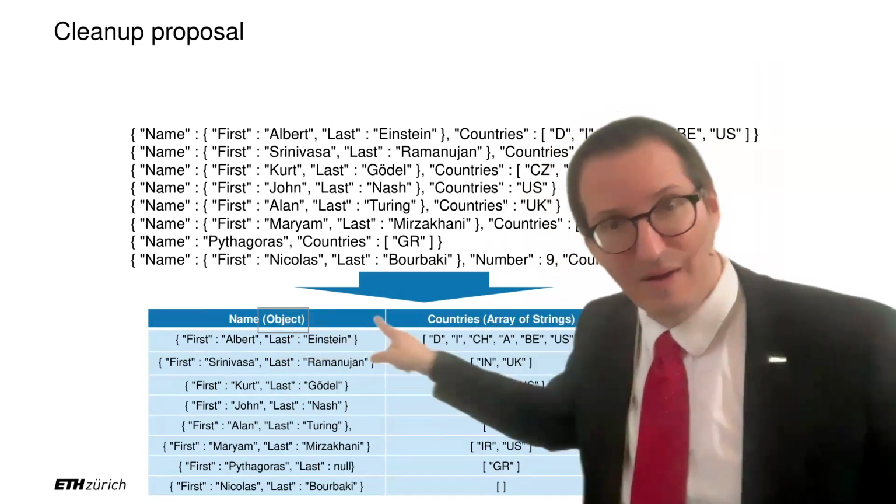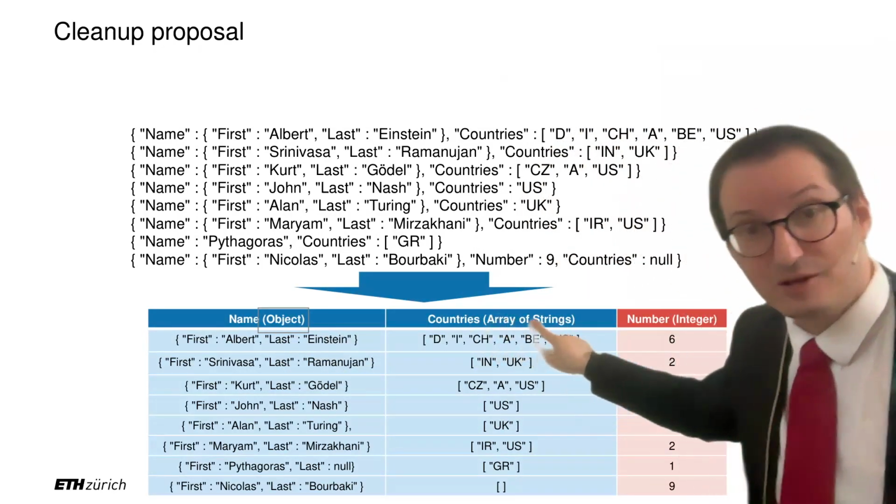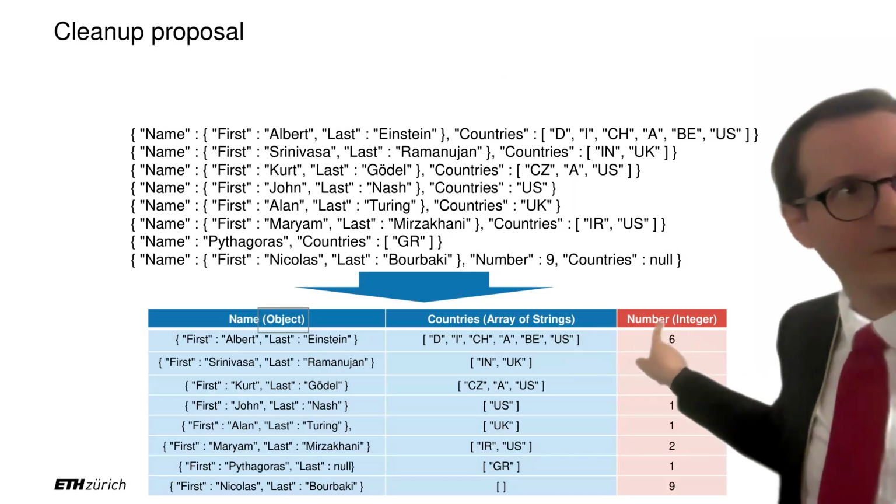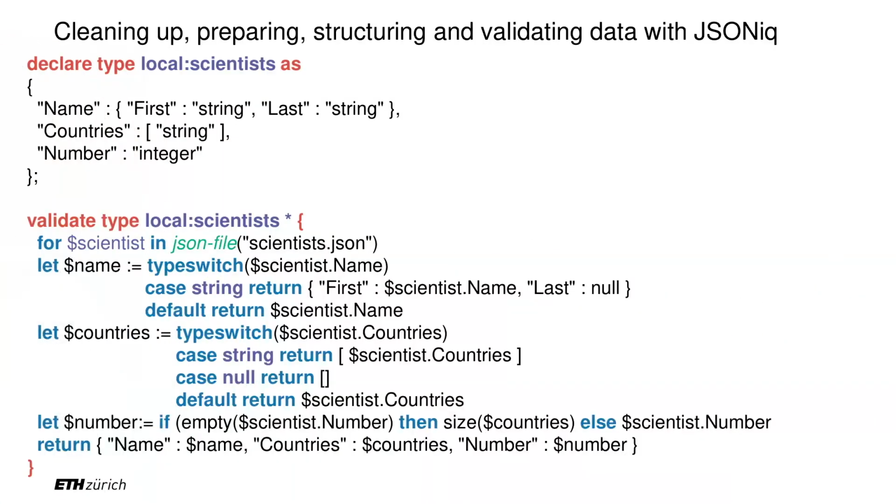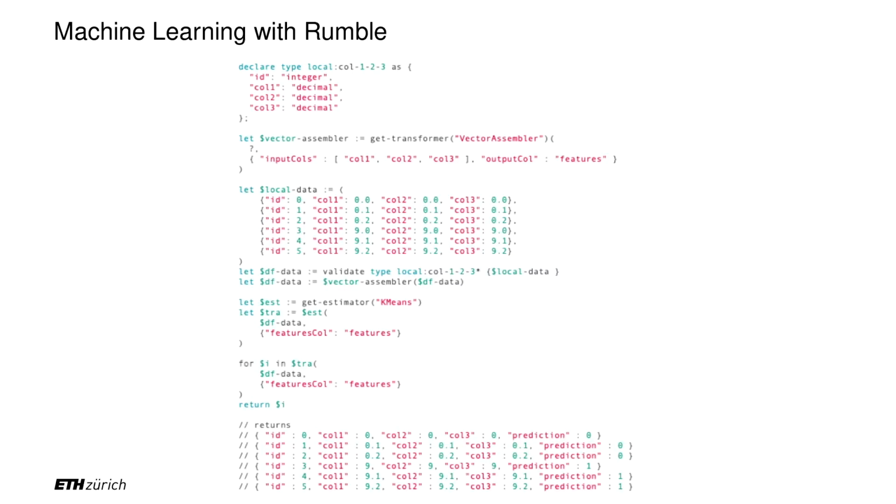But here you see, it's no longer a string. These are objects. It's no longer a string. These are arrays of strings, right? So this is all clean now, right? So look at this offline if you want, but this is just some code that allows you to do the cleanup with some reasonable and readable code.